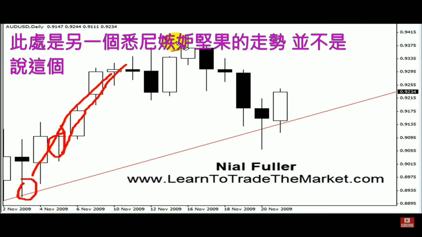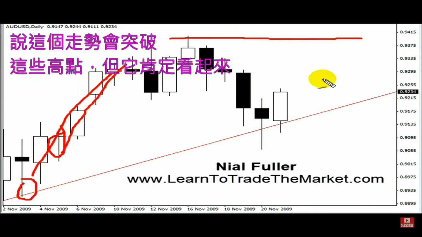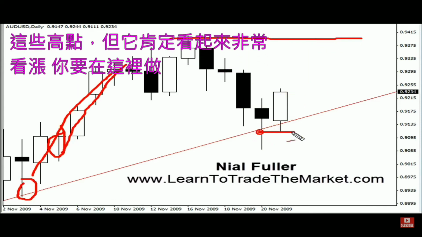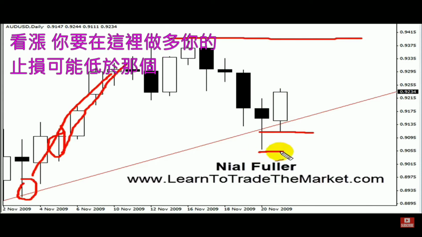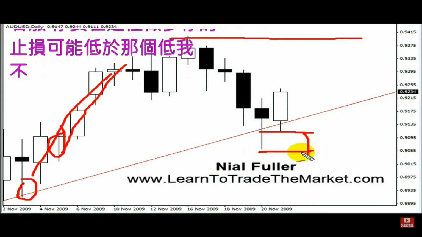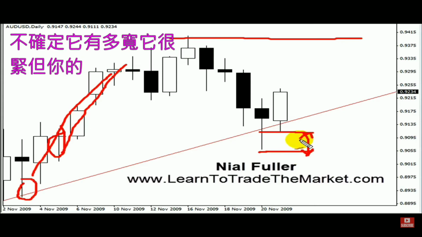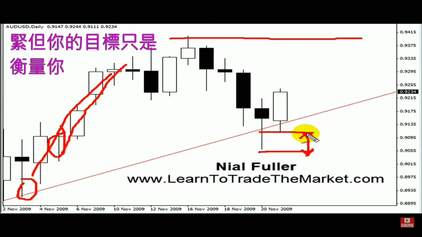Now, I'm not saying this one's going to take out these highs, but it certainly looks quite bullish. If you were to get long here, your stop loss could be below that low. I'm not sure how wide that is. It's quite tight, but your target would be simply a measure of your stop loss placement.